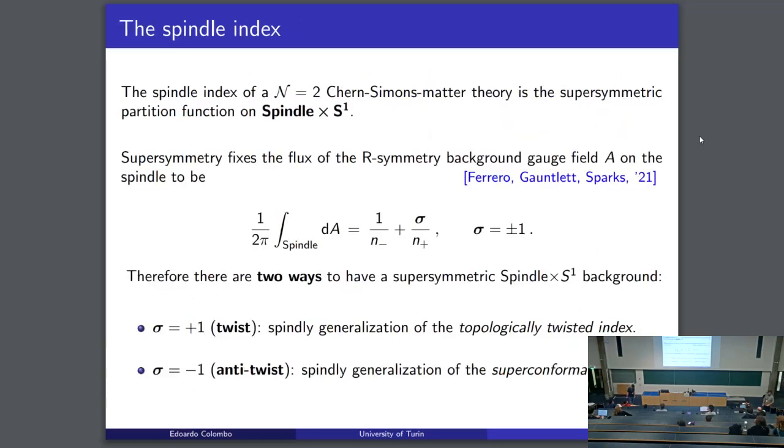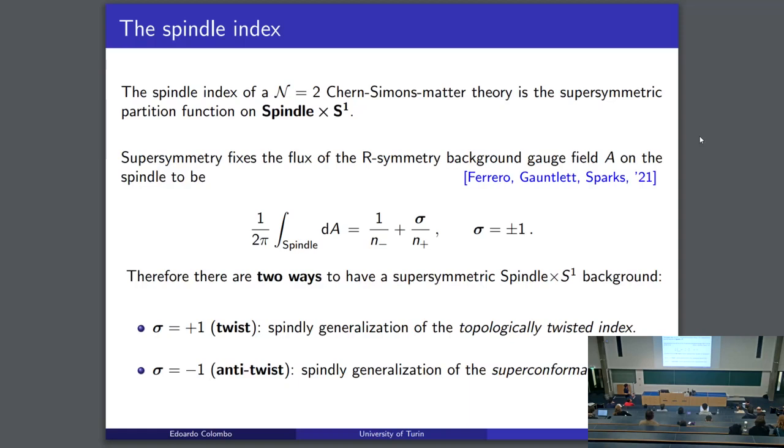The spindle index of an N=2 Chern-Simons matter theory is the supersymmetric partition function on the spindle times S1. There are two ways to preserve the supersymmetry, and they are distinguished by the flux of the R-symmetry background. Here, this sigma is a sign.